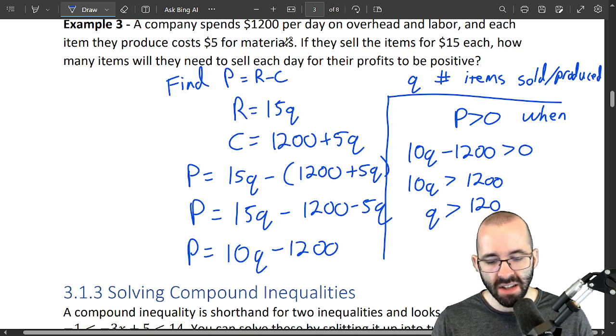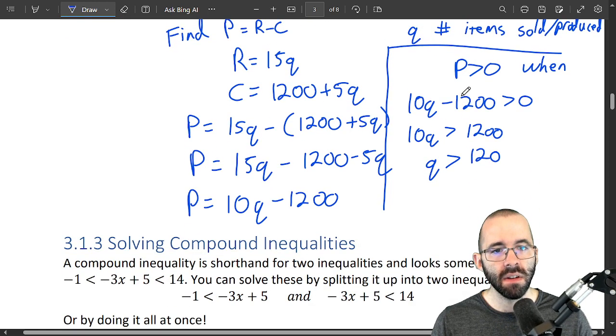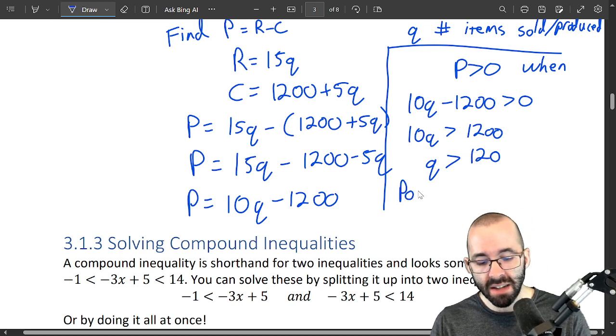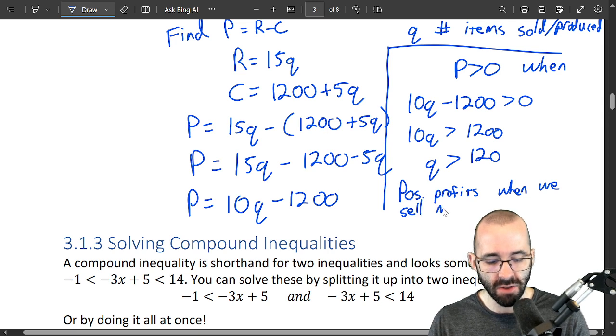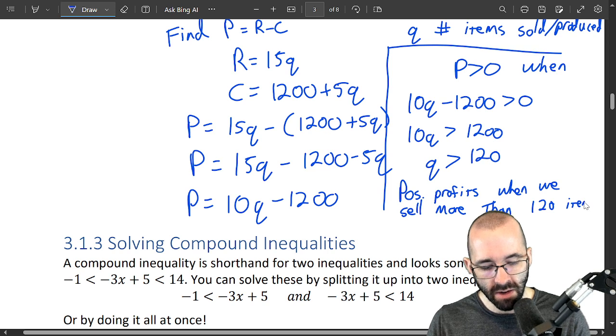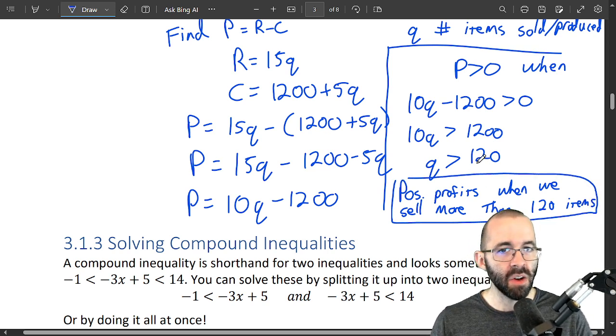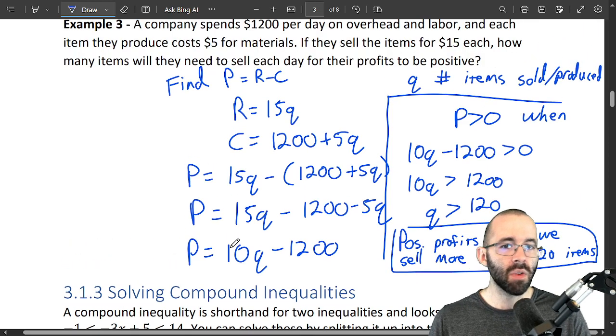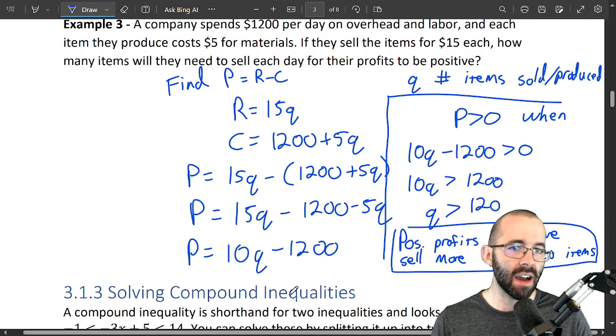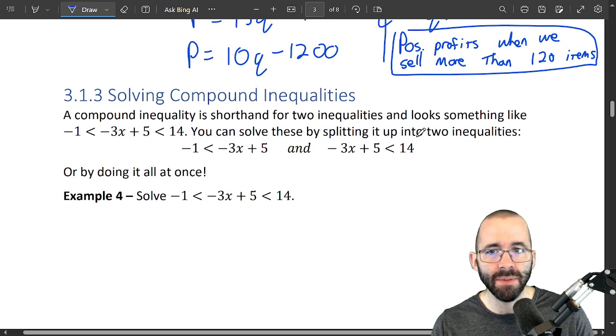So how many items do they have to sell for their profits to be positive? Well, we'll break even at 120, but it's going to be positive profits when we sell more than 120. All right. That's going to be our answer. Let me know if you have any questions. You can also graph this profit function and see it that way, or graph the revenue and the cost functions and see it that way. Lots of different ways of doing it.